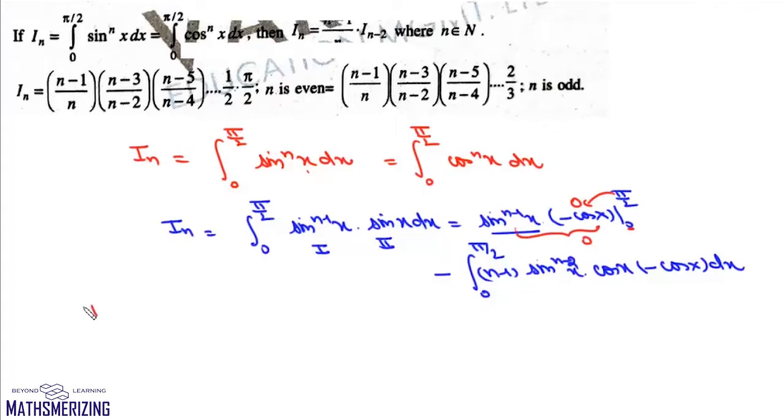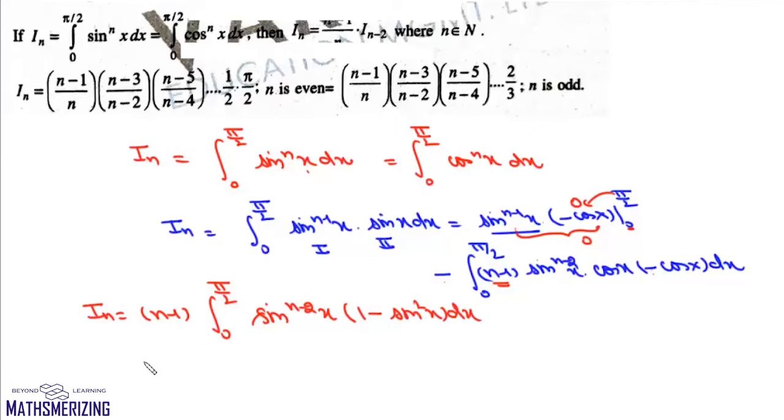So we can write this as, now here minus and minus will be plus, and we'll take n minus 1 out. So it will be n minus 1 and then 0 to pi by 2, and this is sine to the power n minus 2 x into cos square x, and we'll write this cos square x as 1 minus sine square x dx. So this will be n minus 1, this integral from 0 to pi by 2 sine to the power n minus 2 x dx, and then if we multiply it with this, we can write this as minus this integral from 0 to pi by 2.